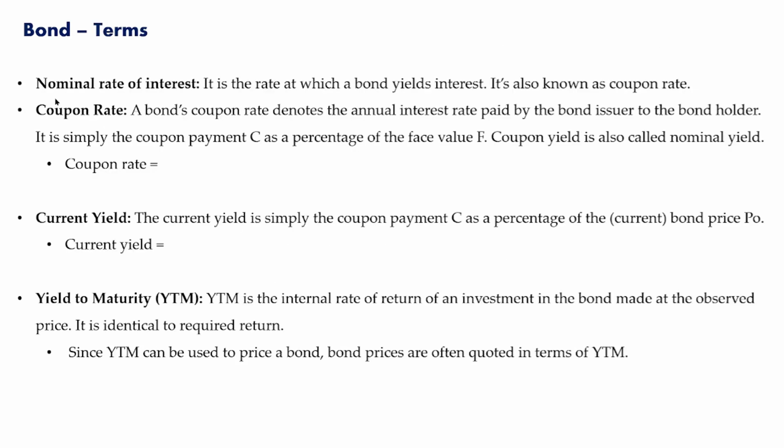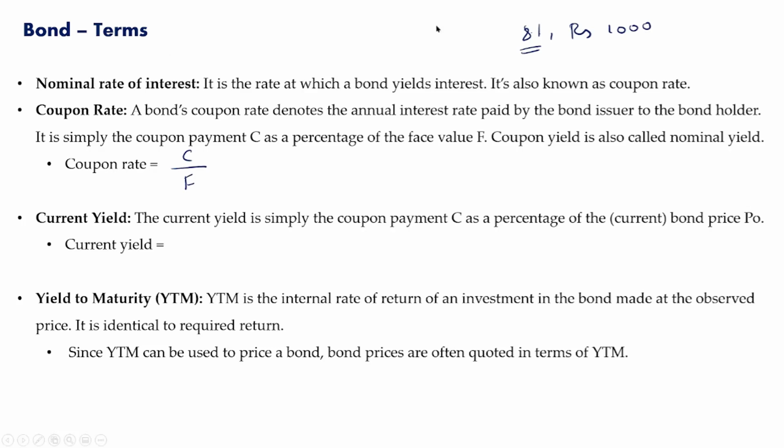Now moving on to nominal interest rate. Nominal interest rate is the rate at which a bond yields interest, also known as the coupon rate. I just now mentioned 8% rupees 1000 bond. So this 8% is the nominal interest rate. And now moving on to the coupon rate. Coupon rate and nominal interest rate are the same. The coupon rate is nothing but the coupon payment as a percentage of the face value of the bond. So coupon rate is given by C upon F.